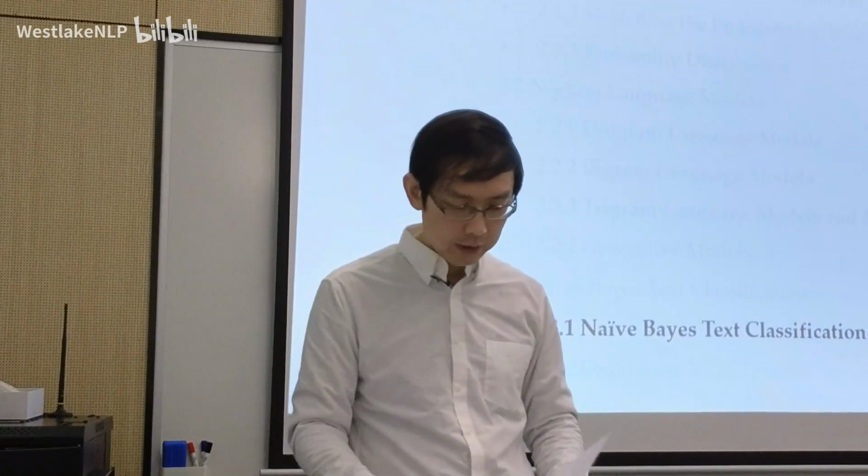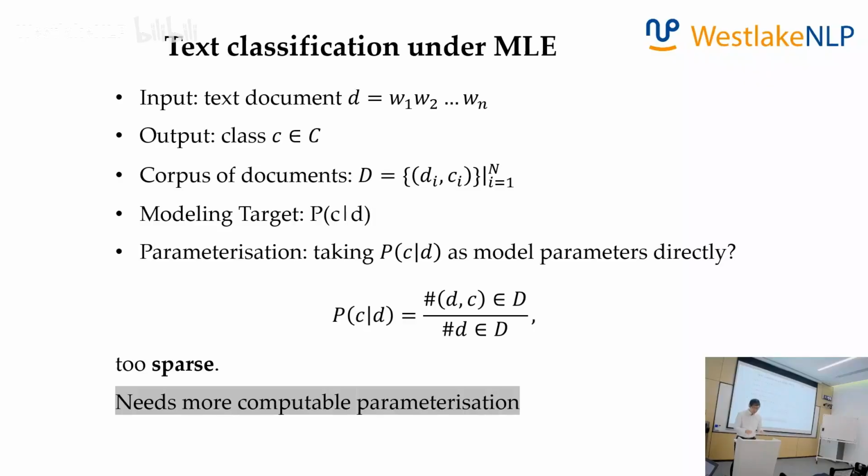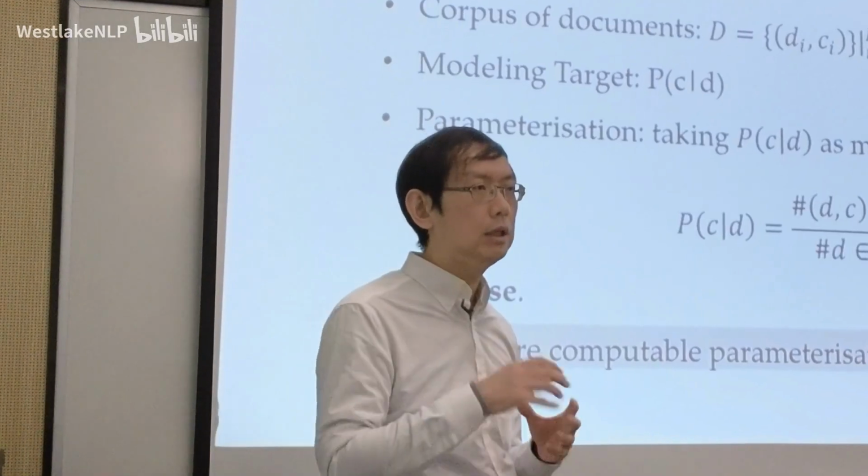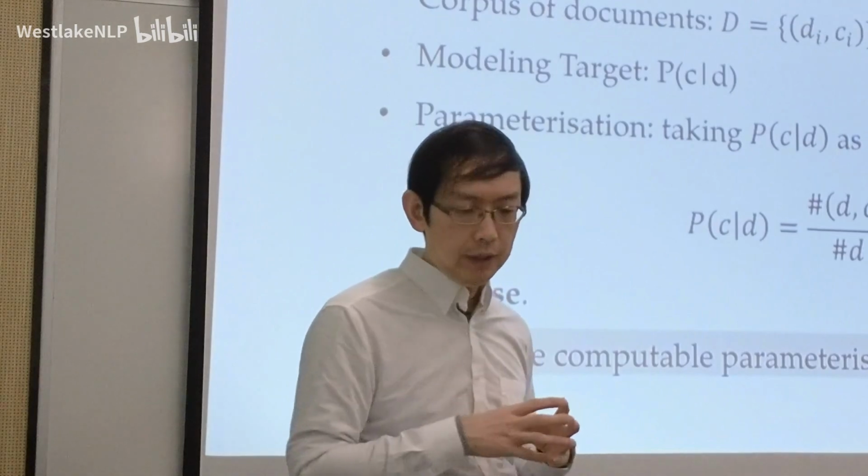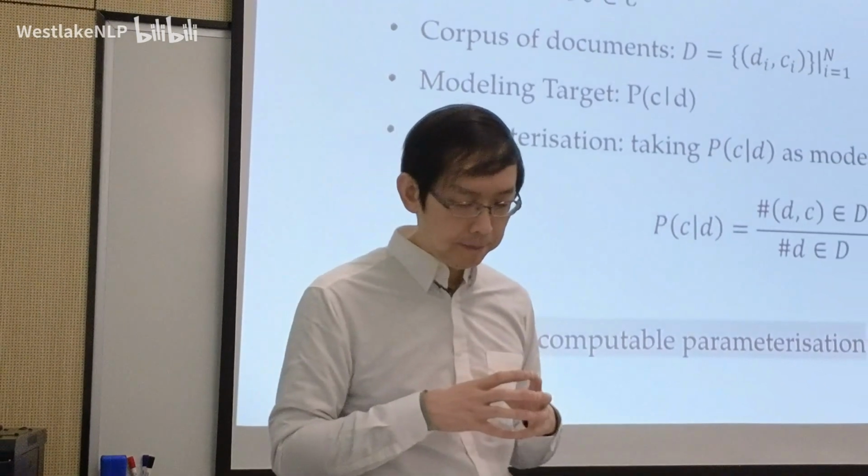For the naive Bayes model, the modeling target is the probability of a class label given a document. In other words, the task that we try to solve is a classification task. For example, you can classify news into sports news, political news, technology news, or financial news. You're given a piece of news text, and you try to classify what category it belongs to. This is called text classification. The input is a document, we can call it D. The output is a class label, we call it C. In the end, the modeling target is a conditional probability, P(C|D).